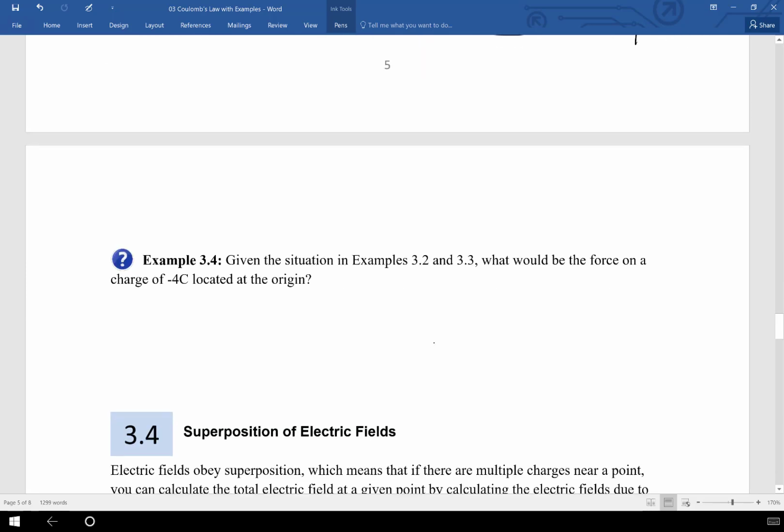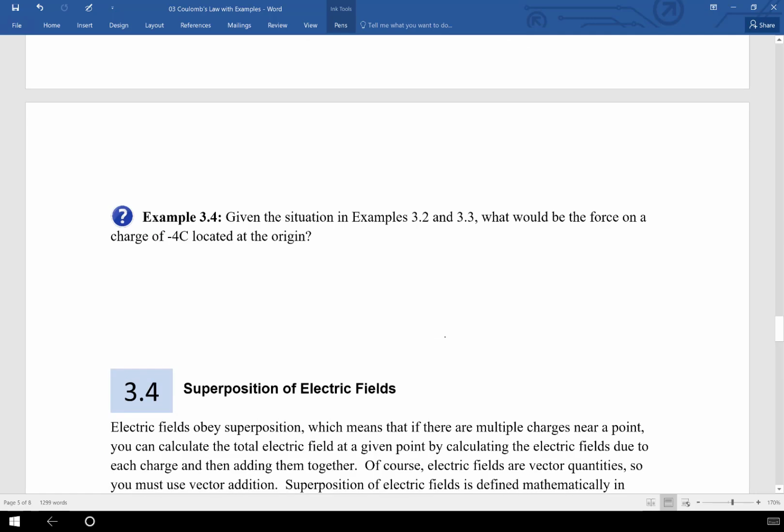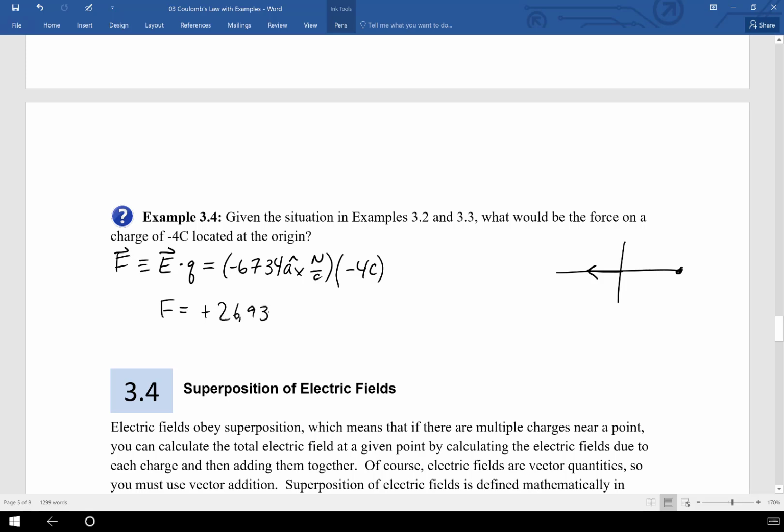Now finally, given that situation in those two examples, what would be the force on a charge of negative 4 coulombs situated at the origin? We now know that there's the point charge over here, and it's causing an electric field that is pointing in the negative x direction, but the force is defined to be the electric field multiplied by the charge. So in this case, that is negative 6,734 a sub x newtons per coulomb multiplied by negative 4 coulombs, and therefore the force is positive 26,939 a sub x newtons.